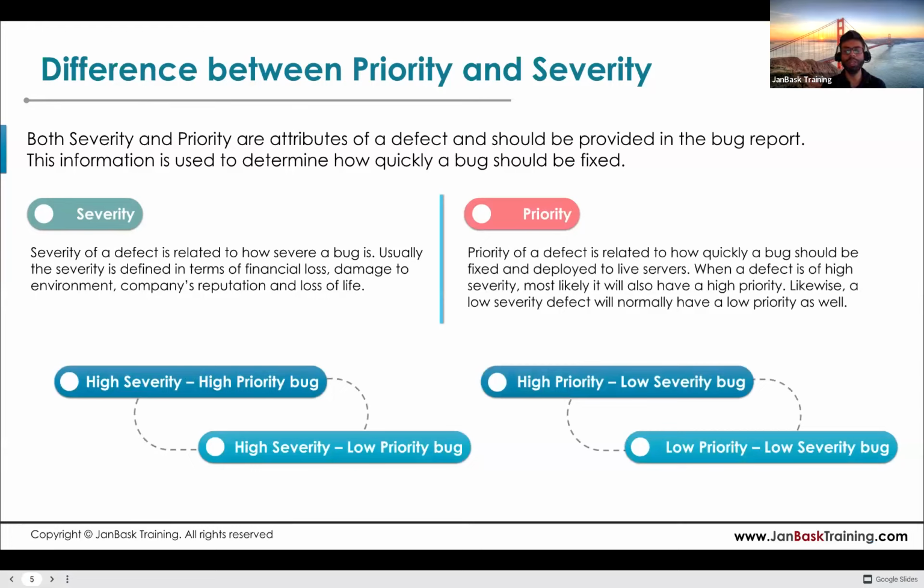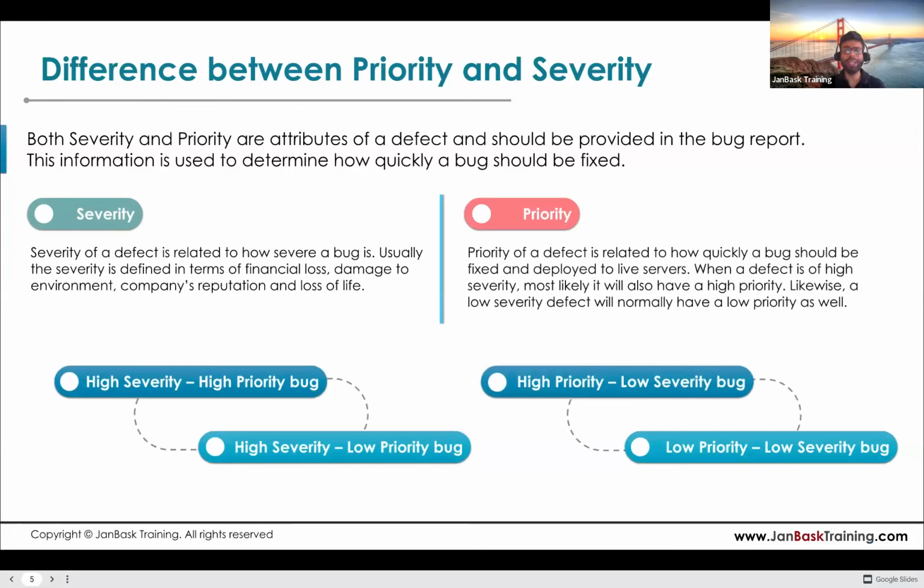Okay, so whatever we were talking about in the last slide is related to this. So what is priority and what is severity? Let's talk about severity first.